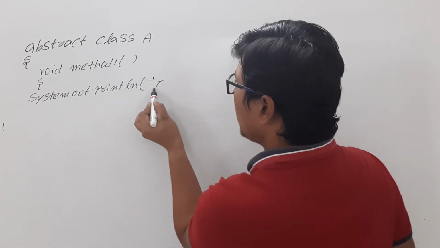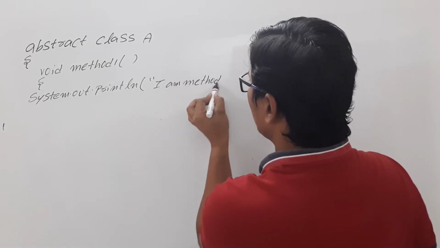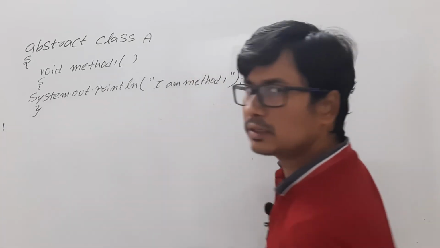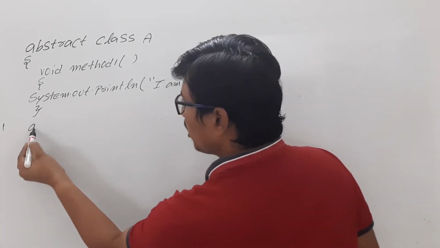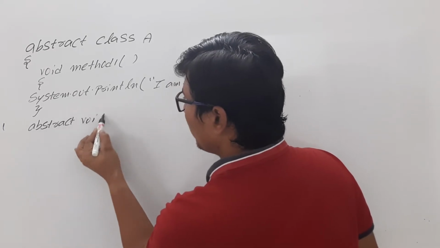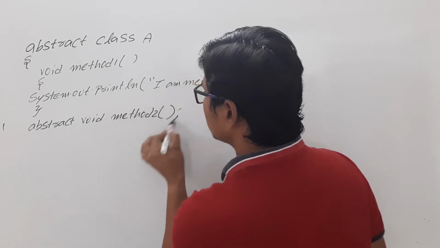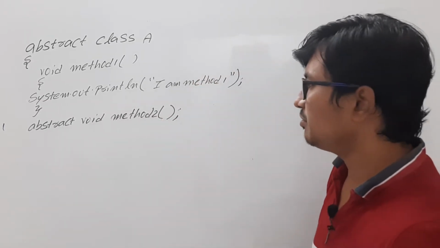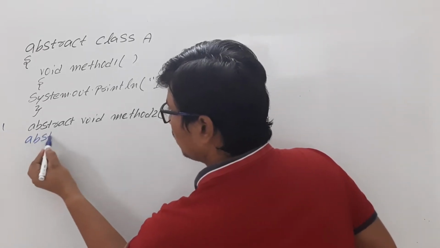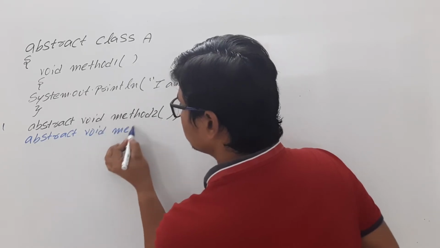System.out.println, I am method 1. Let me close this method called method 1. Now let's take that I have a few abstract methods. Let me write abstract void method 2. So it has the declaration, but there is no definition or implementation. And similarly, I have another abstract method called method 3.